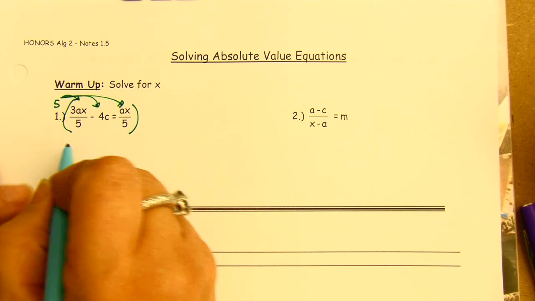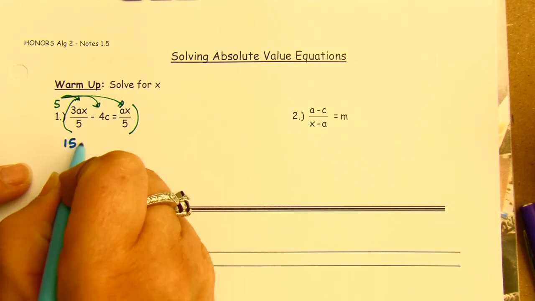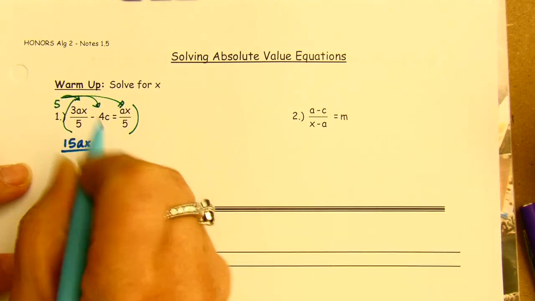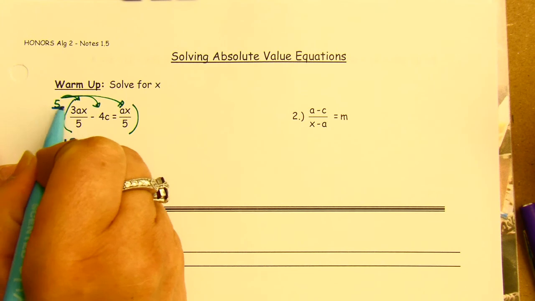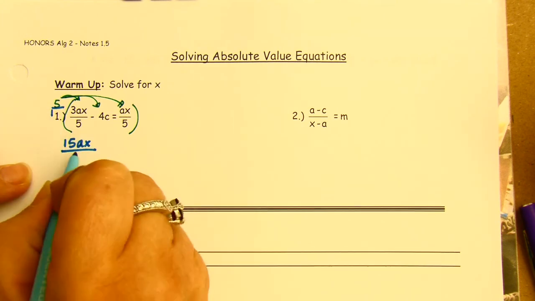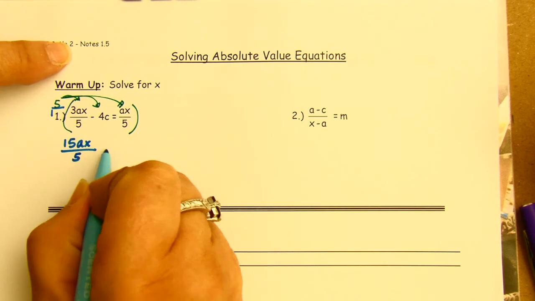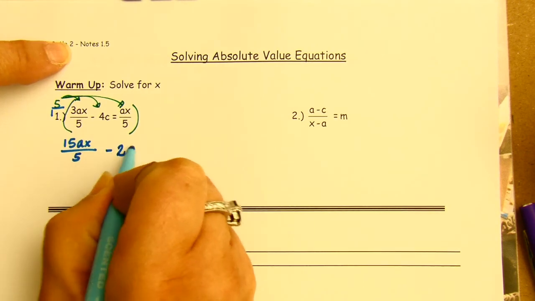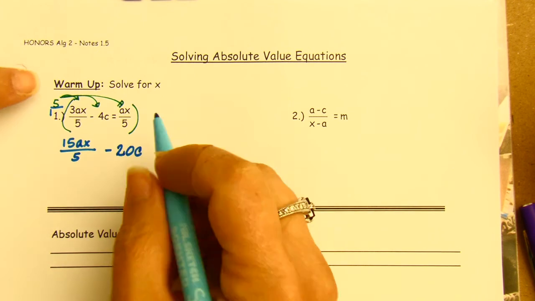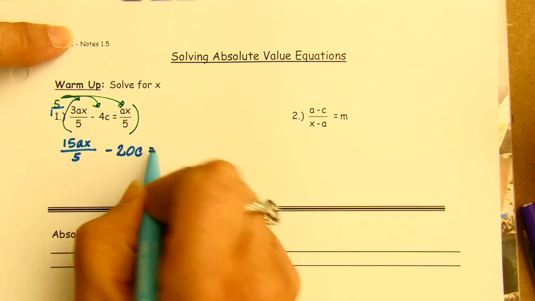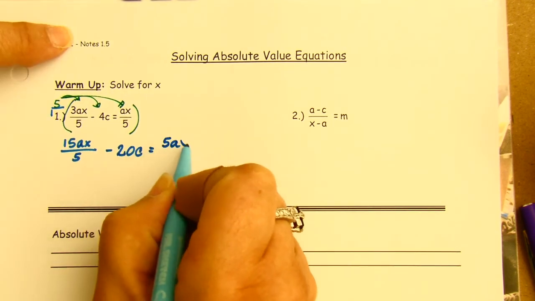5 times 3 is 15. This would be 15ax. Divided by, and of course this is 5 over 1, and I do 1 times 5 is 5. Okay, 5 over 1 times 4 is 20. It's negative. Don't forget about c. And then of course 5 times ax equals 5ax over 5.